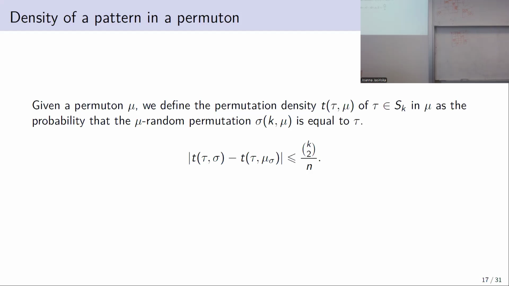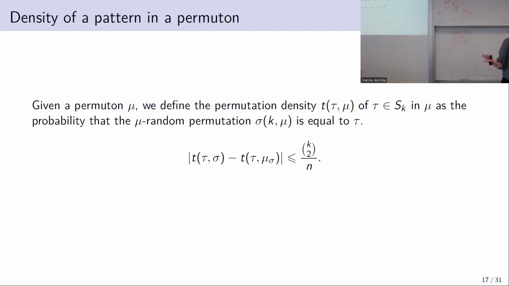And by this density in the permuton, I will just understand the probability that a mu-random permutation is equal to this pattern. So again, I had the density of a pattern in a permutation and the density of a pattern in a permuton. One would think that it should be the same, but actually it's not.